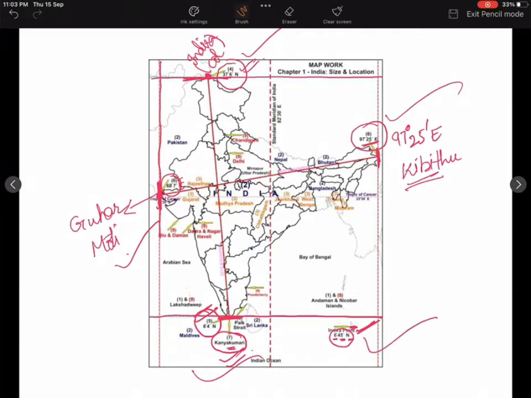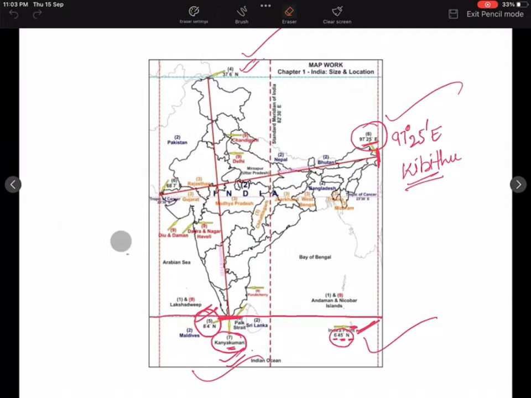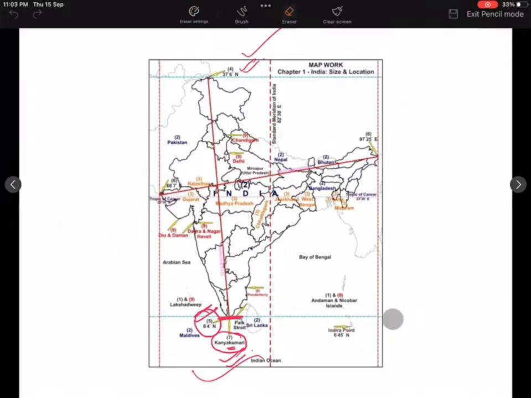Now, let's discuss one more important location in India, that is the place from where IST passes. I'm repeating, the place from where IST, the Indian Standard Time, the standard meridian of India passes, on the basis of which the Indian time runs. Right, and I have already discussed IST in the class.